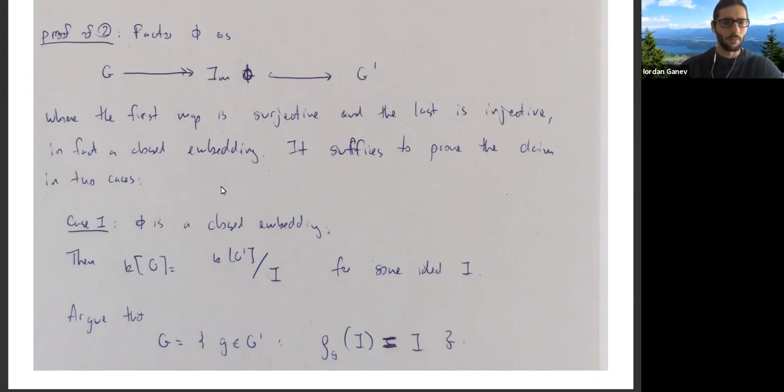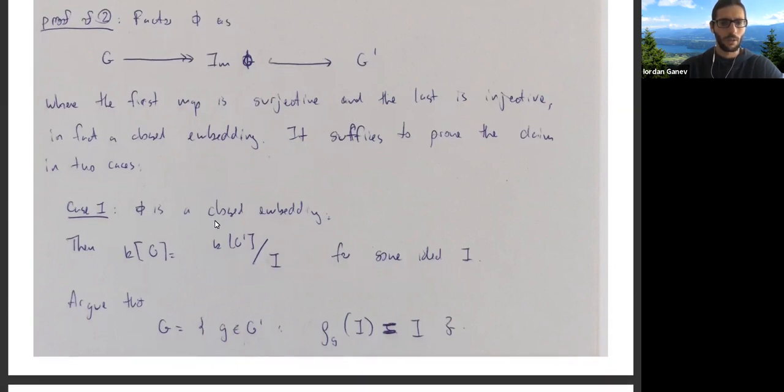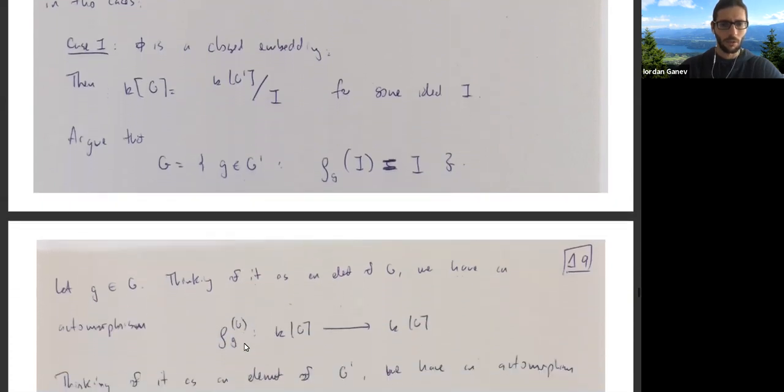Okay, so how do we prove case 1? If phi is a closed embedding, then the affine algebra of G is a quotient of the affine algebra of G prime. It's the quotient by some ideal I. And we have that G is all the elements in G prime that preserve this ideal. I think maybe Shivi talked about this a little bit in the TA session on Monday. So we have this fact, and then we just do some manipulation.